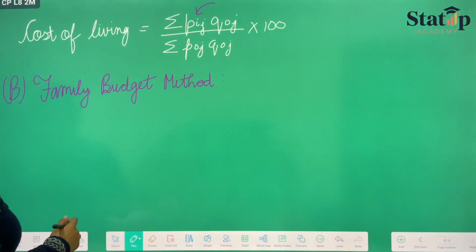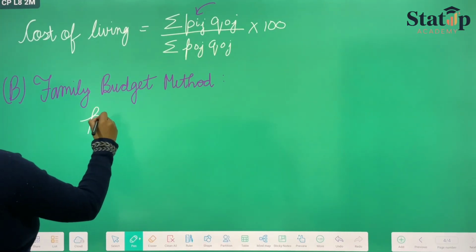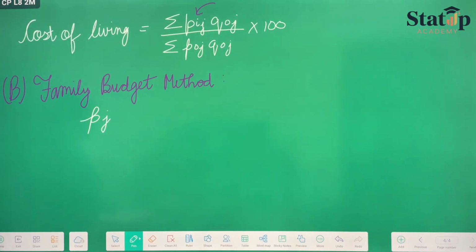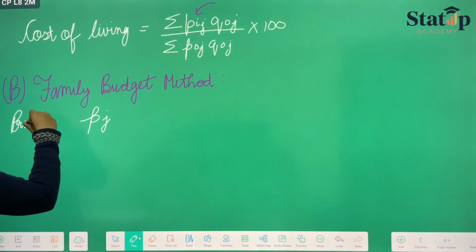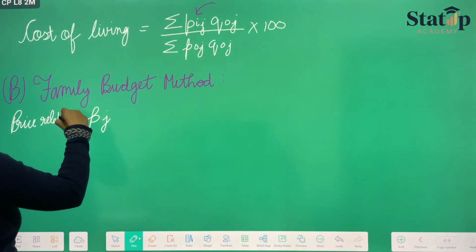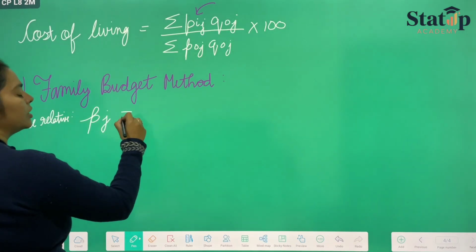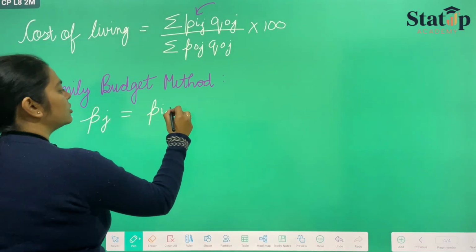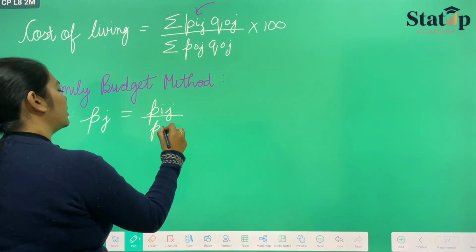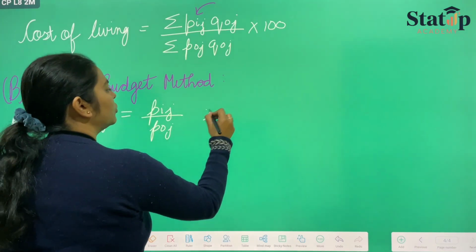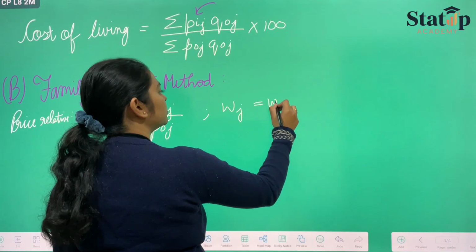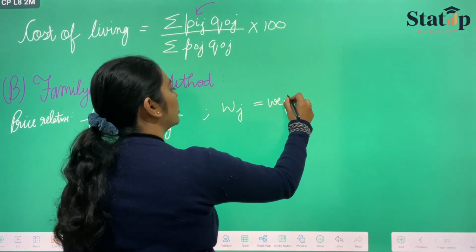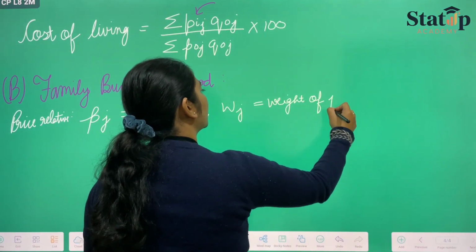So the family budget method, first we have to find out Pj. Now Pj is the price relative, which can be written as Pij upon P naught j. And Wj is the weight of the jth commodity.